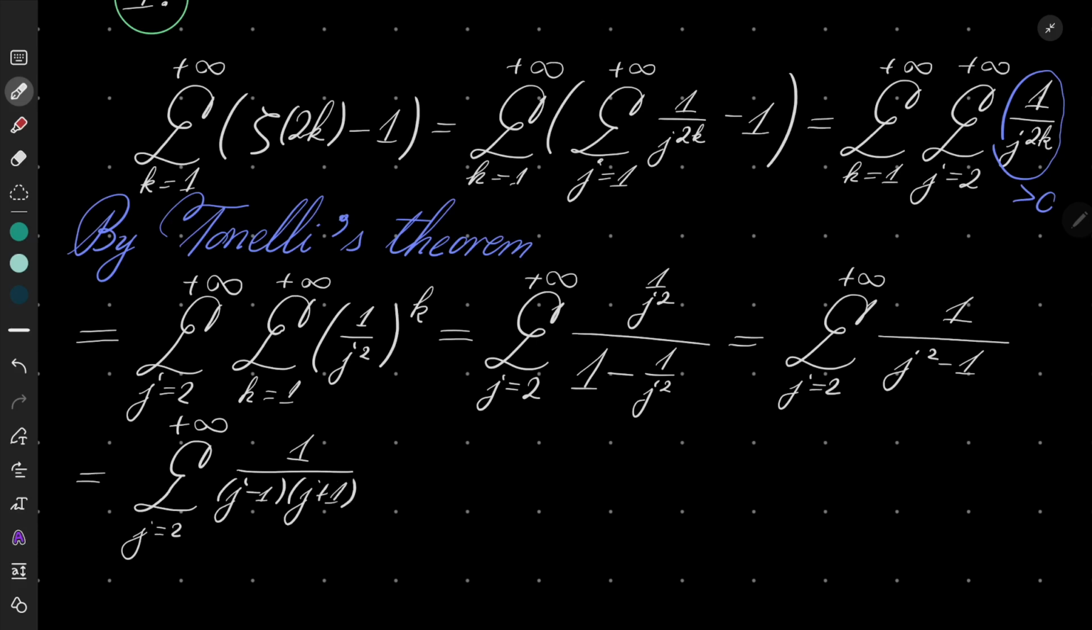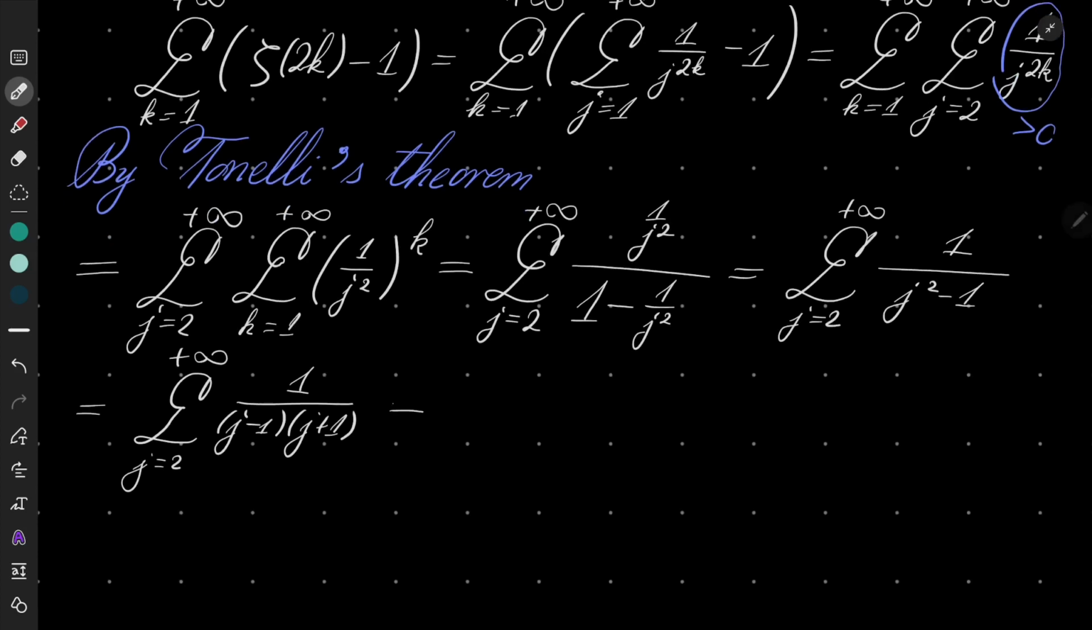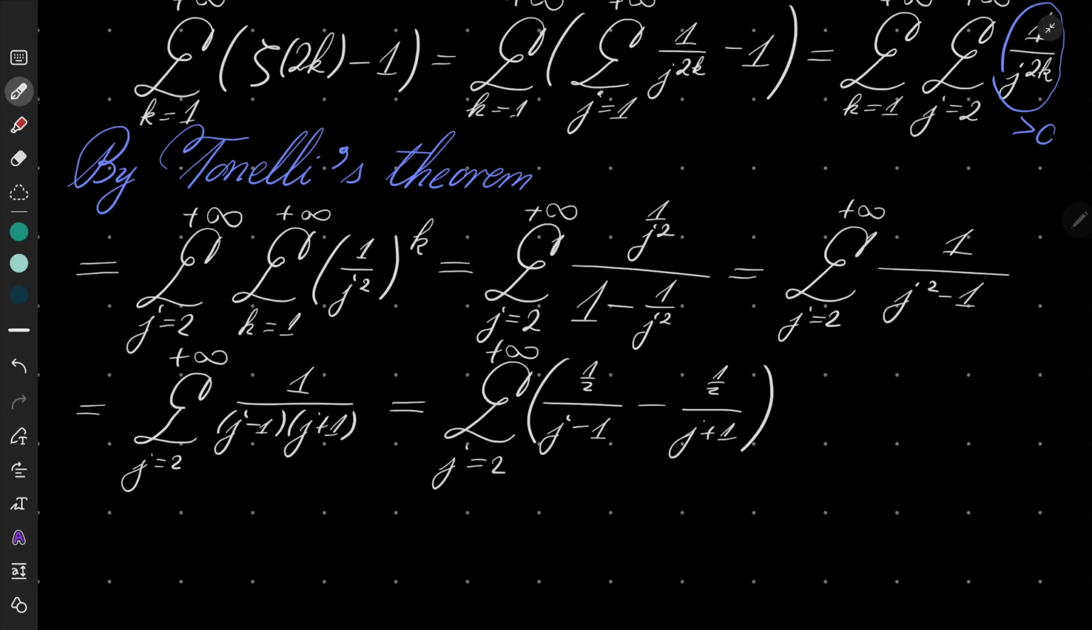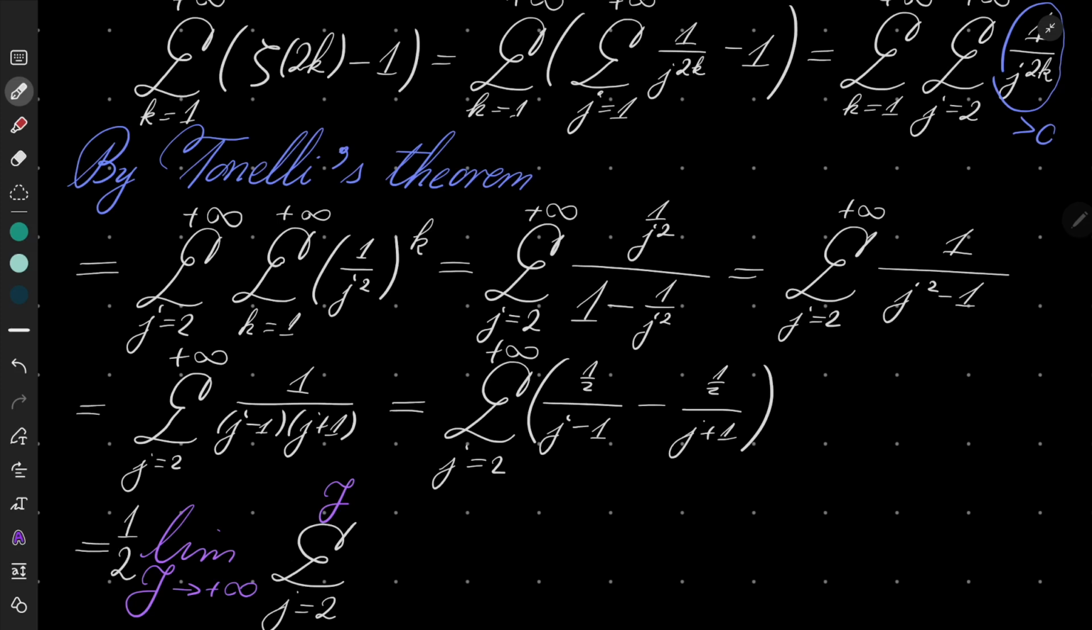And now it's time for partial fraction decomposition. Again, you can do it by hand, and I will have 1/2 over j minus 1 minus 1/2 over j plus 1. And now our infinite sum is the limit as j goes to infinity of a finite sum, k goes from 2 to j. And let's put 1/2 in front, and I will have 1 over j minus 1 minus 1 over j plus 1.